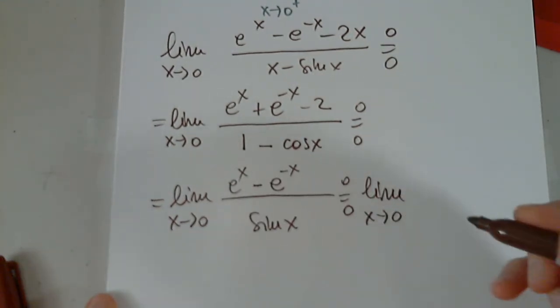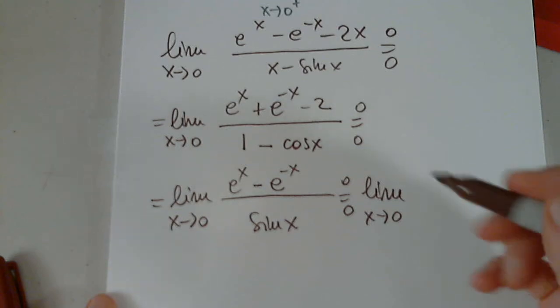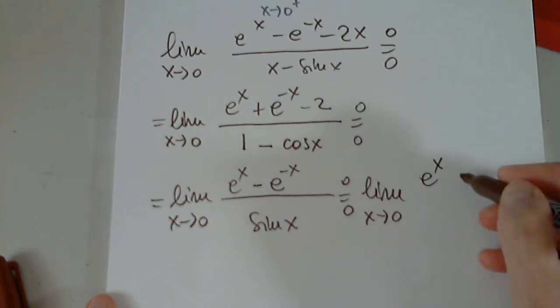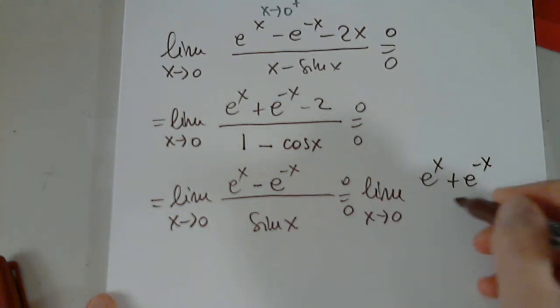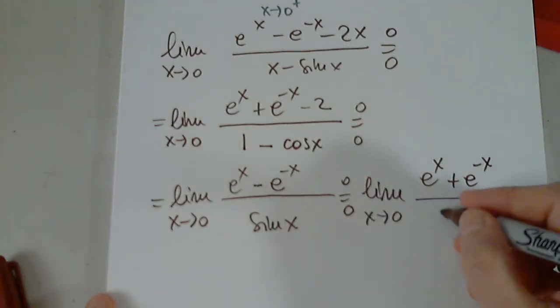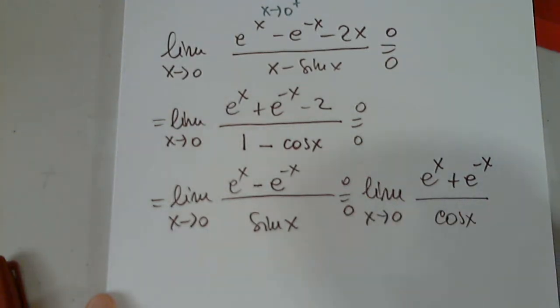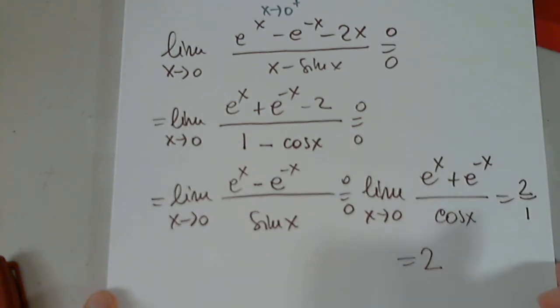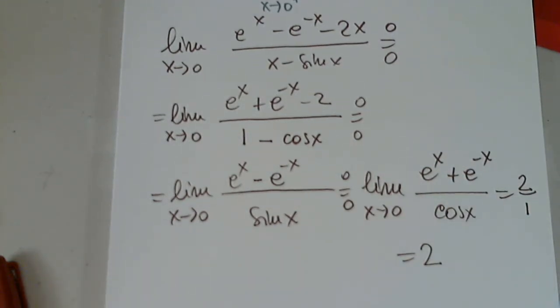Let's see now. The numerator prime will be e to the x plus e to negative x. And finally, the denominator is cosine x. 1 plus 1 is 2 over 1 is 2. Although it was cumbersome, it was straightforward.